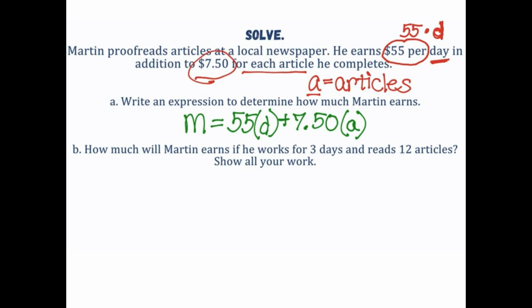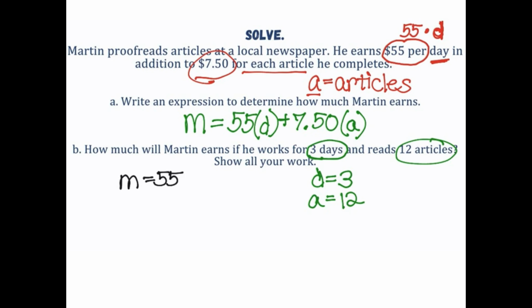Part B asks us how much will Martin earn if he works for 3 days. So D is going to be replaced with the value 3. And he reads 12 articles. So A equals 12. Now, how much will he earn? We need to plug these numbers into our original expression. So the original expression that we wrote was M equals 55, and then we would replace D with the number of days that he's working, so that's times 3, plus the $7.50 for each article times the number of articles, and they told us he wrote 12 articles.